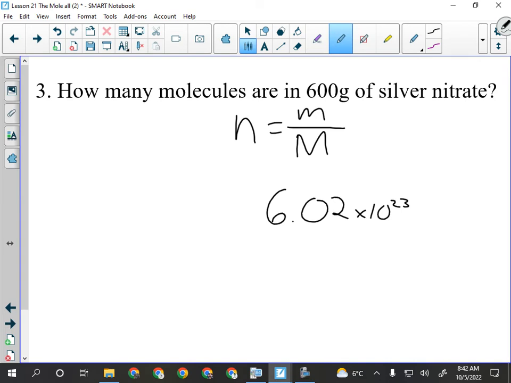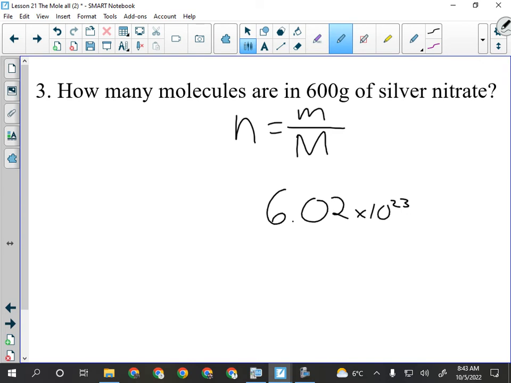So, in a question where they're asking for the number of molecules or they're giving you the number of molecules, you will have to use Avogadro's number. You're either going to be dividing by Avogadro's number or multiplying by Avogadro's number. That's all you'll ever do with it. Okay?